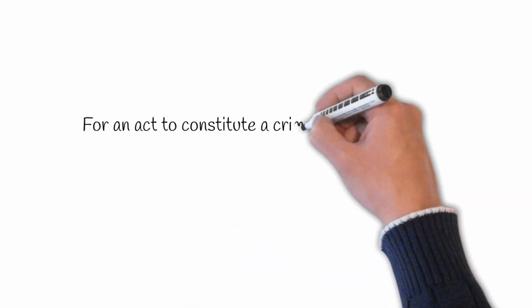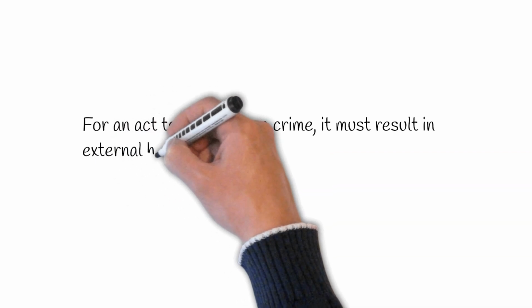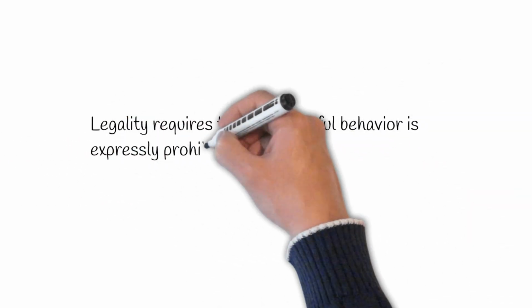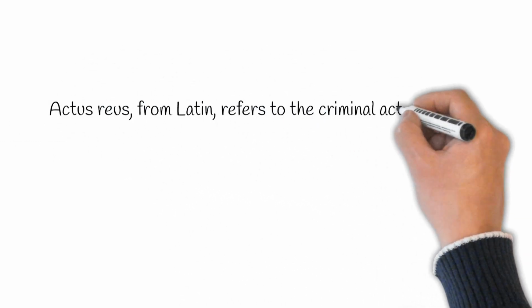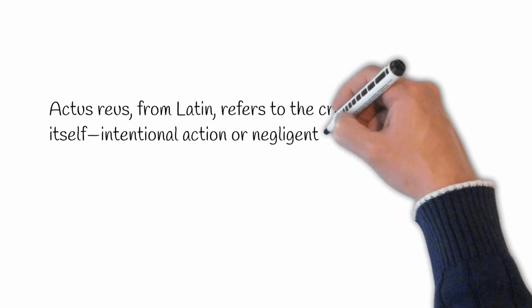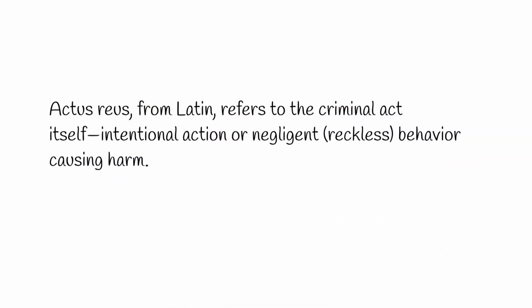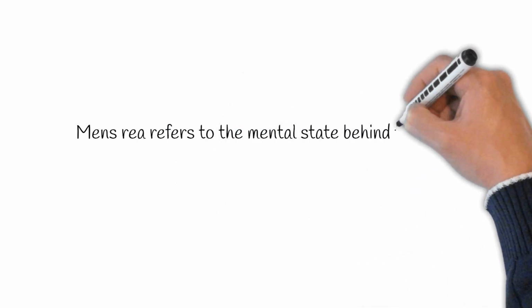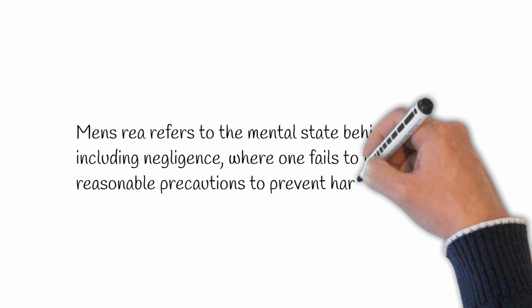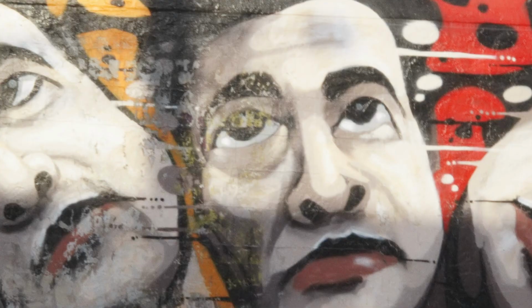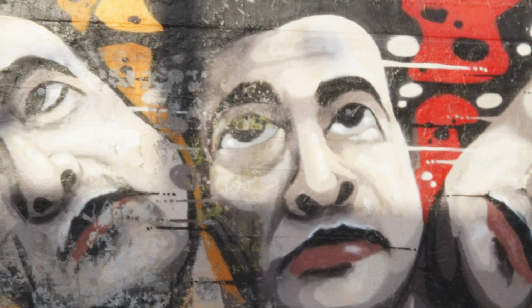For an act to constitute a crime, it must result in external harm. Legality requires that the harmful behavior is expressly prohibited by law and cannot be retroactively applied. Actus reus, from Latin, refers to the criminal act itself, intentional action or negligent, reckless behavior causing harm. Mens rea refers to the mental state behind the act, including negligence, where one fails to take reasonable precautions to prevent harm.